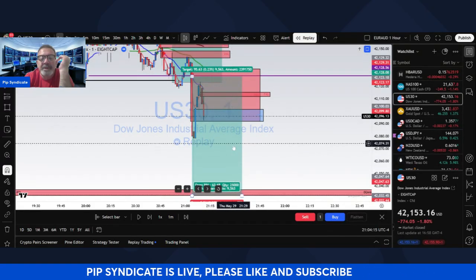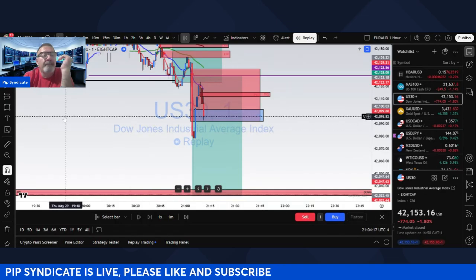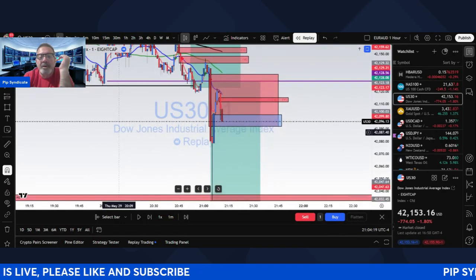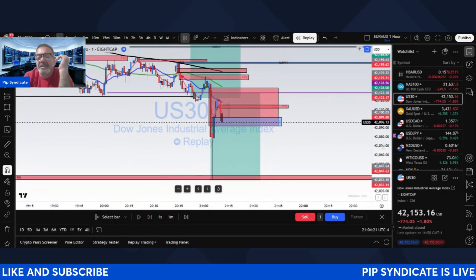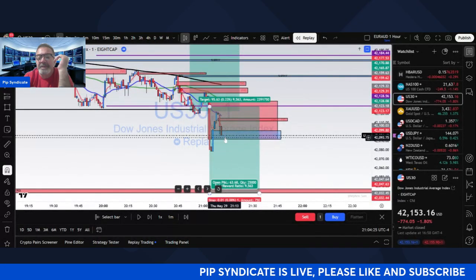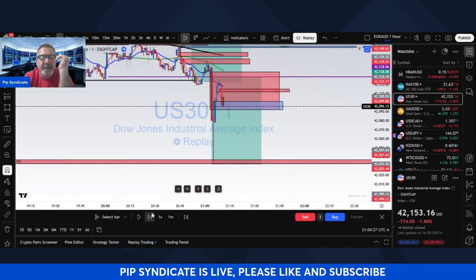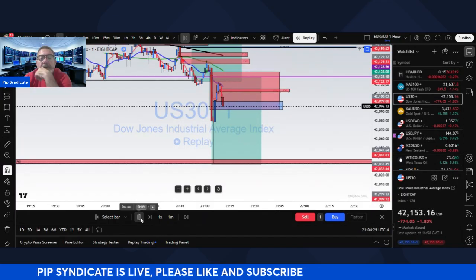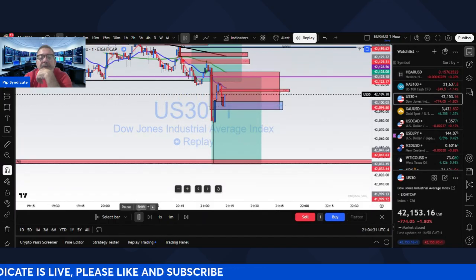Okay, this one I don't take any, what do you call it, any partials. Unless it's going real slow and it looks like it might reverse, I may take partials. But if it's just like this, looks like it's going right up. Let's see what happens. So now we got two entries, guys.